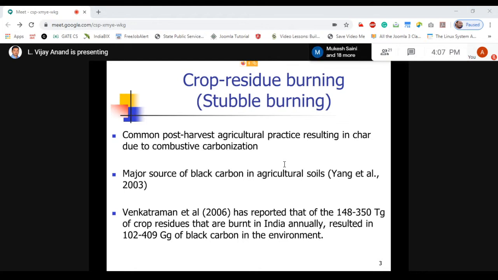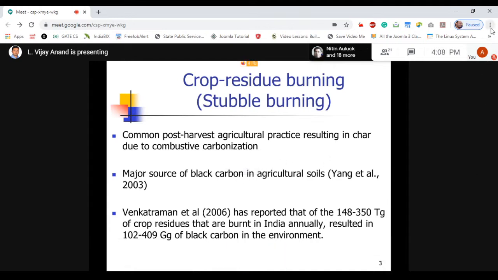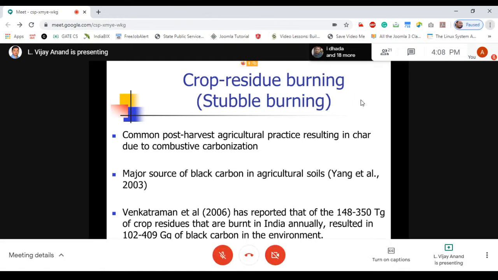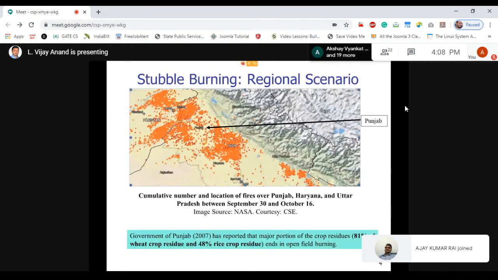The report suggests, and we know that India heavily relies on agriculture, especially in the northern states, that the amount of crop residue char that is burnt results in about 102 to 409 gigagrams of black carbon in the environment. That is a huge amount of black carbon put into the soil, and it is going to affect the sorption properties of the soil. Today we'll have a look at the scenario in detail.